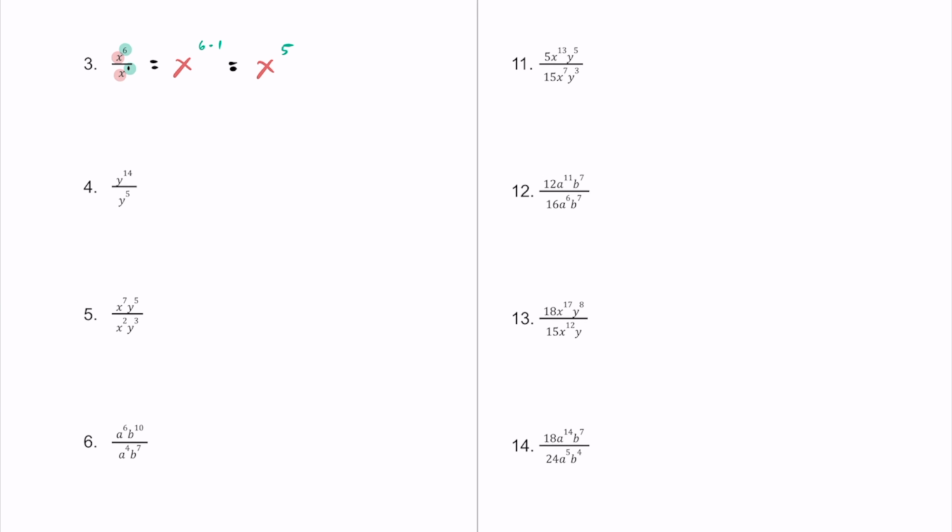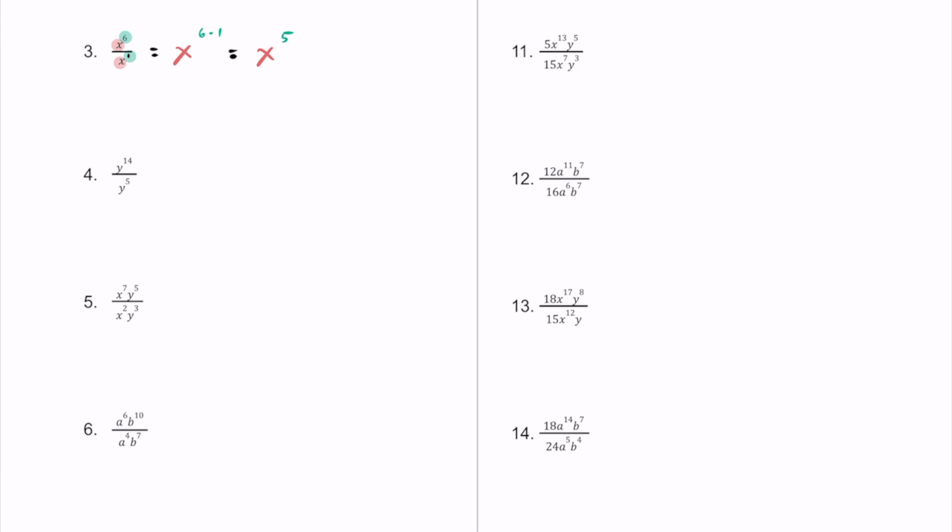Here's number four. For number four, we have the common base of y and y here, which means we can use that quotient property and subtract these exponents and write it as one base instead, since we have a quotient here. So we can write this as y raised to the 14 minus 5 power. Now 14 minus 5 is going to equal 9. So more simply put, we can write this as y raised to the 9th power.